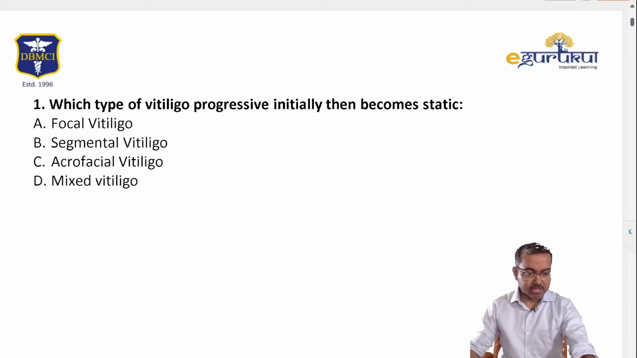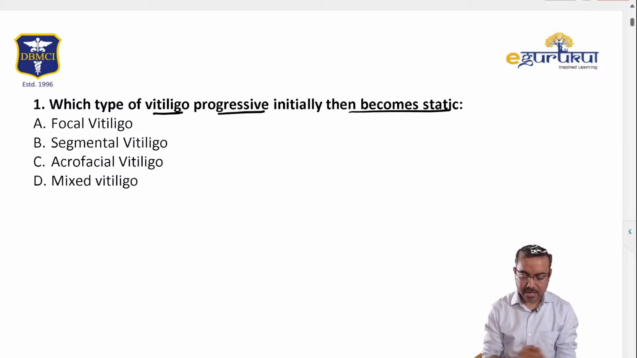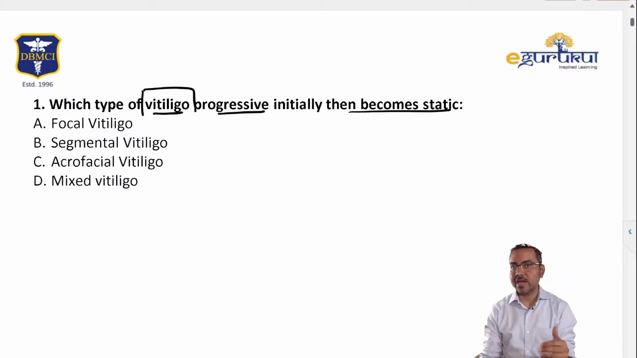Chalo. Let's start. Okay. Now, which type of vitiligo is progressive initially, then becomes static? I'm going to pick up one topic and we'll finish all the MCQs there. Can you just keep on answering and then I'll explain? Keep on firing the answers. Which type of vitiligo is progressive initially and then becomes static?